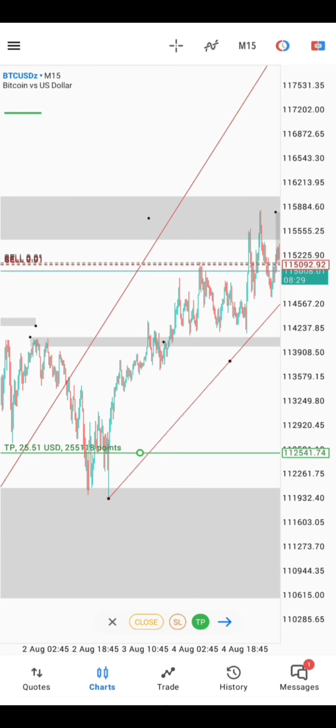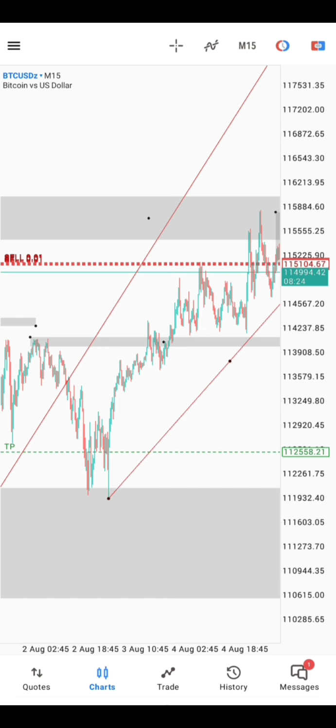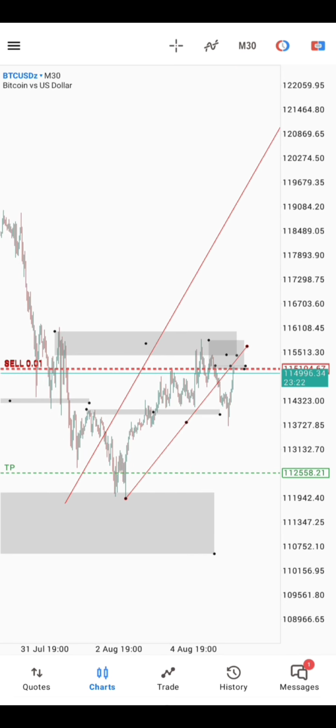So I'm targeting that low right there, that order block. Price should get to that order block.